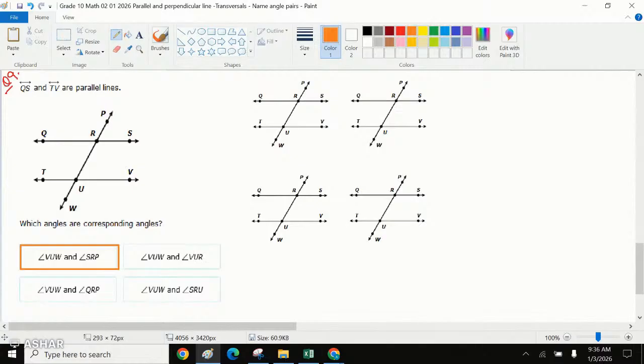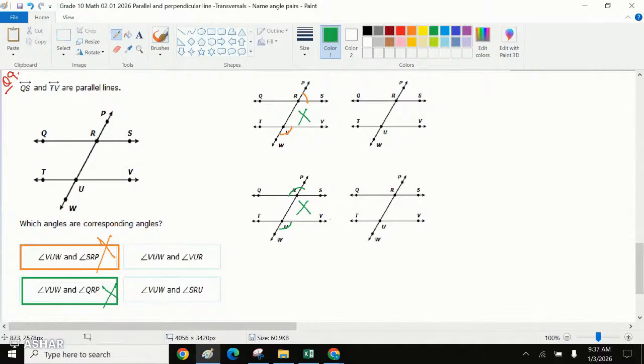We have VUW, SRP. No, they're not corresponding, right? There's no formation of F. The next one we have is VUW and QRP. Still no formation, right? This is not corresponding.